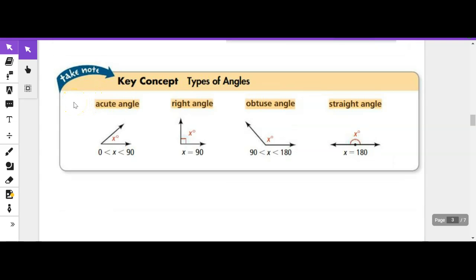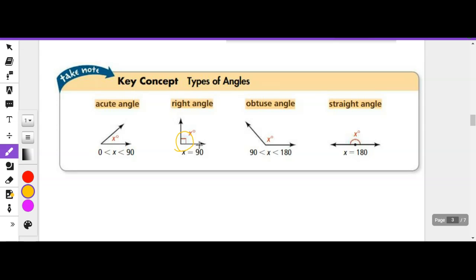Now we're going to look at the types of angles. Any angle that is less than 90 degrees but greater than 0 is going to be an acute angle, and it generally looks like this. A right angle is going to be 90 degrees exactly, and it will always have that little box right there. That is how you know that it's 90 degrees. Never ever assume just because it looks like it's 90. If it doesn't give you that box, you cannot assume that it's a 90-degree angle unless you measure.